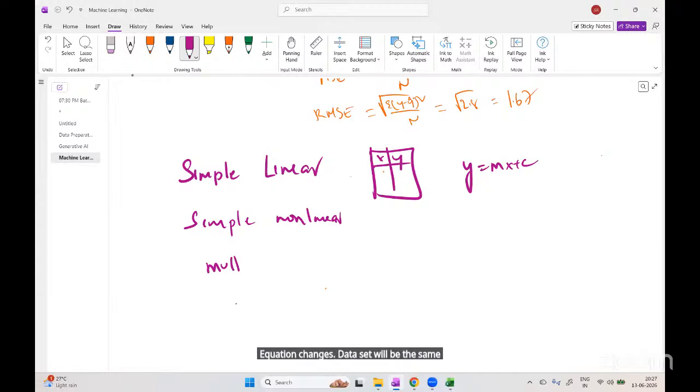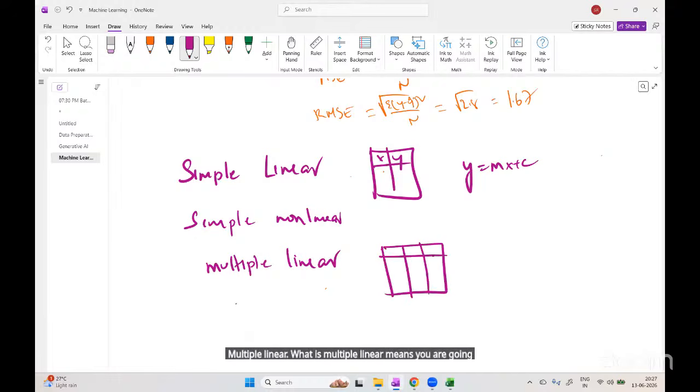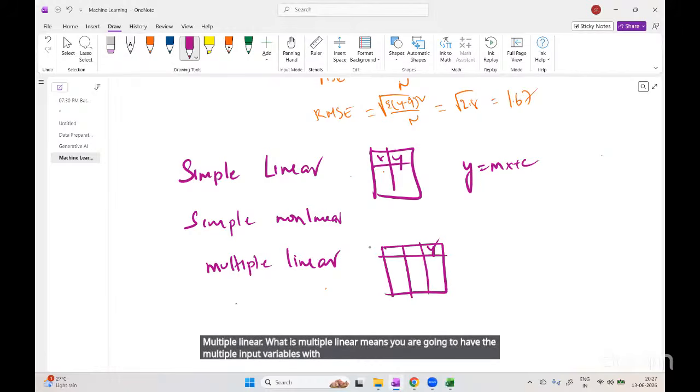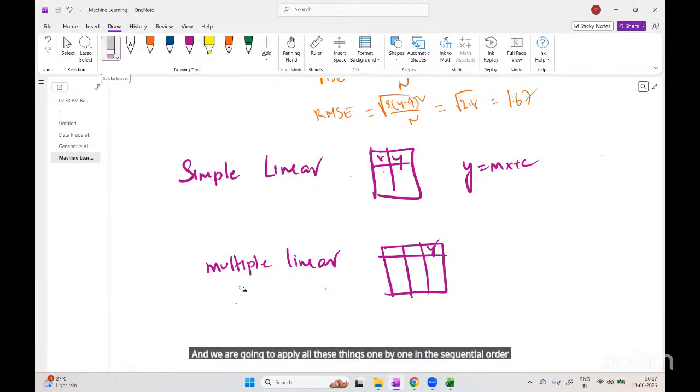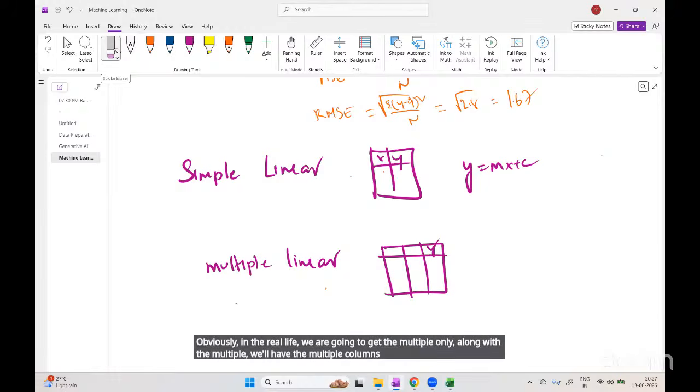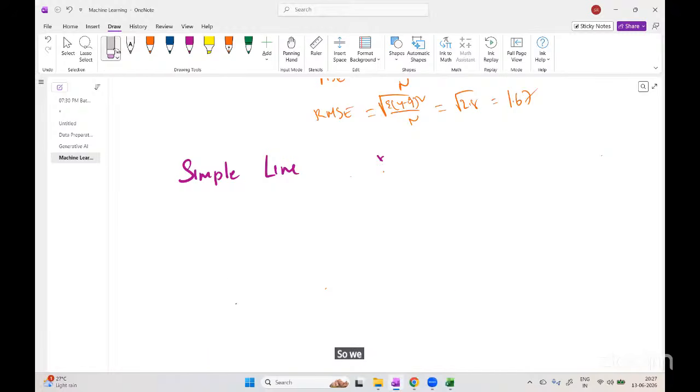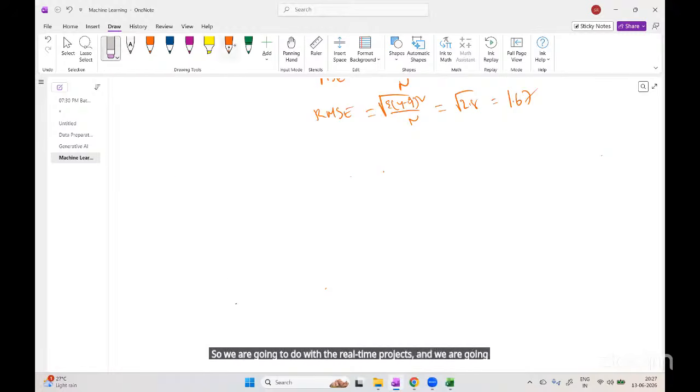Next, we'll go with the multiple linear. What is multiple linear? You are going to have multiple input variables with one output variable. Input variables will be more. And we are going to apply all these things one by one in sequential order. Obviously, in real life, we are going to get the multiple only. We'll have multiple columns and so many records. That is the real time. So we are going to do real-time projects, and we are going to do the end-to-end project with that.